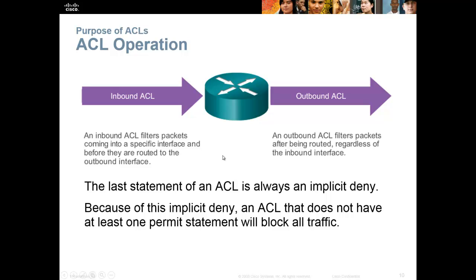And then you can apply the ACLs inbound or outbound to the interface. Is a packet coming into the router? Then that's inbound. Is the packet going out of the router? Then that's obviously outbound. So your ACLs can be applied incoming to the router or exiting the router. And every ACL has an invisible, what they call the implicit deny at the bottom of it. So you have to have at least one allow statement, otherwise your ACL would block everything.